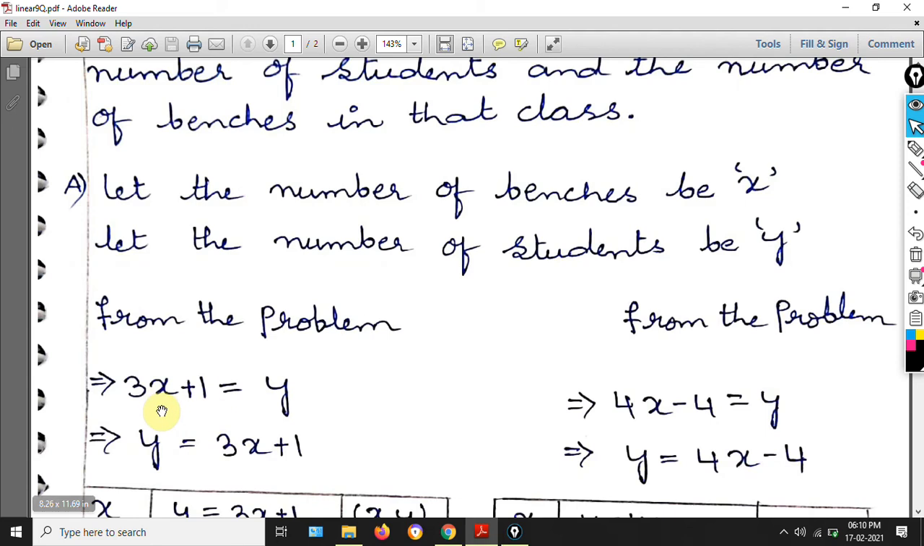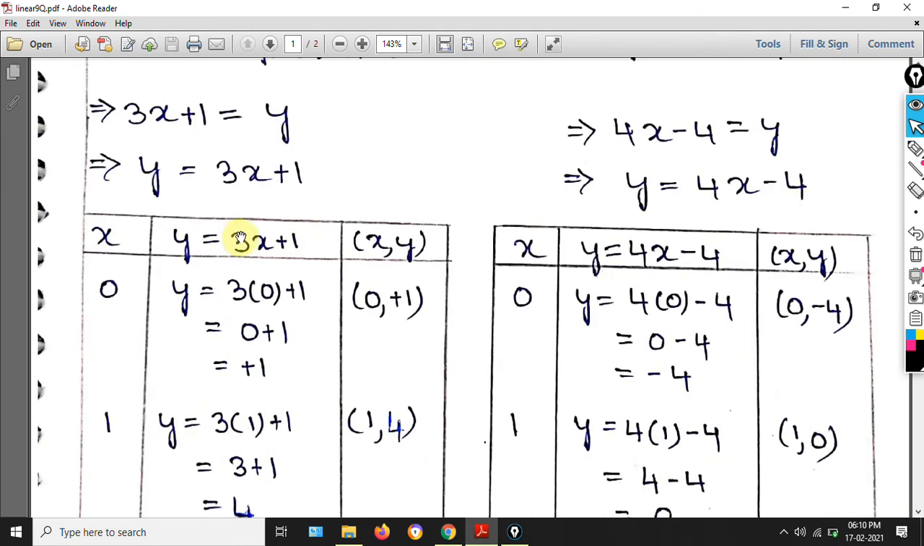Okay. Next what are we doing? We are writing this y first. y equals, next we are writing this 3x plus 1. Here also same, we are writing y first, next equal to 4x minus 4. Now we have to draw the table for drawing the graph.